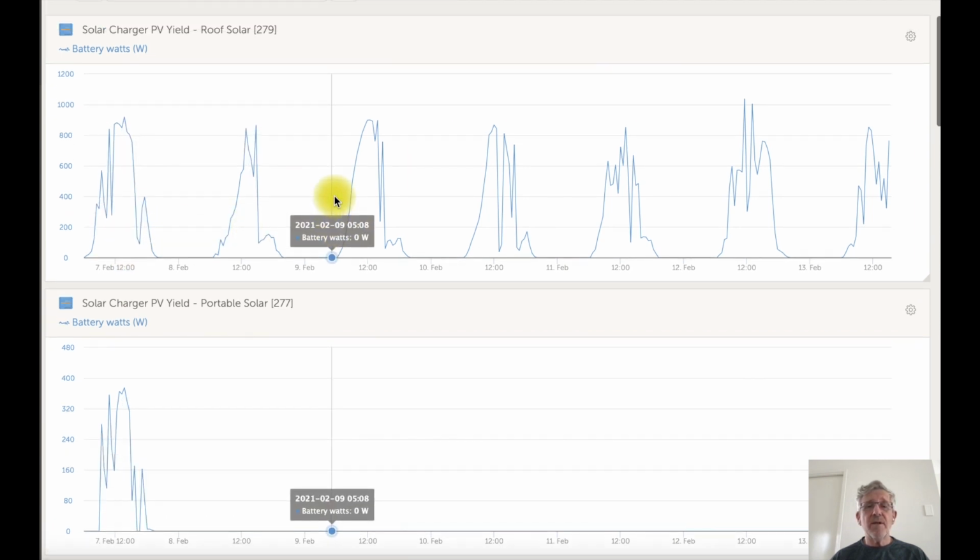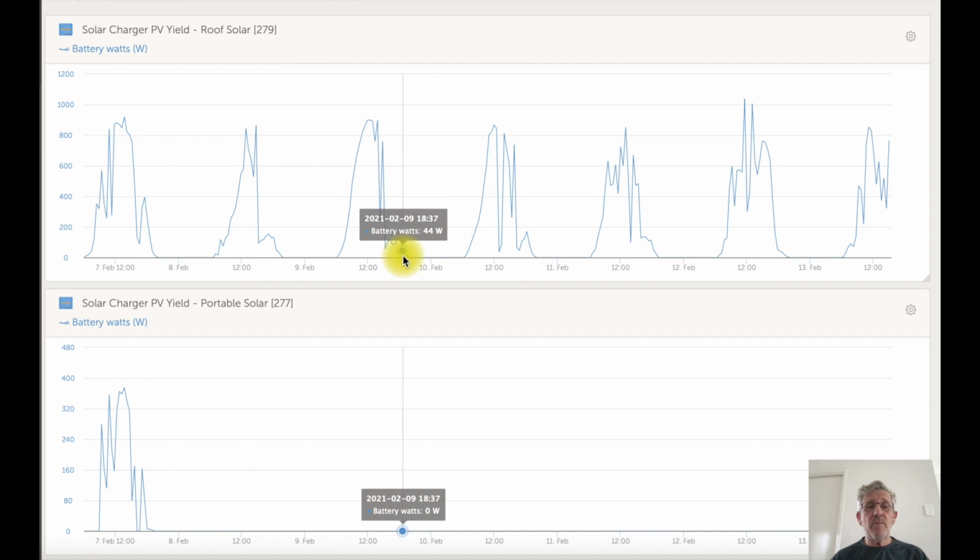Now there's a couple of things to notice here. Firstly, this starts producing solar very early in the day. So that's 6:35 a.m. on that particular day, the 9th of February. And it kept running until 7 o'clock at night. So at 7:06 p.m. it was still producing 24 watts. Now there's a reason for that.